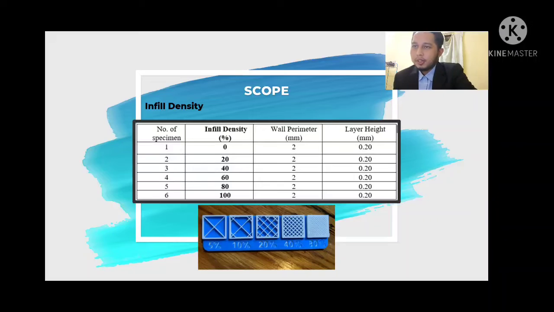The scope of this study is to firstly set the parameter settings that want to be tested, establish the different settings for one parameter as the manipulated variable, and set the same settings for the other two as constant variables. For infill density, the settings are 0%, 20%, 40%, 60%, 80%, and 100%, while maintaining wall perimeter at 2 mm and layer height at 0.2 mm.